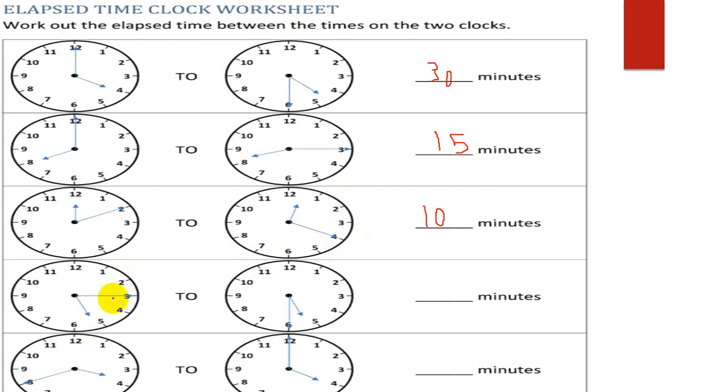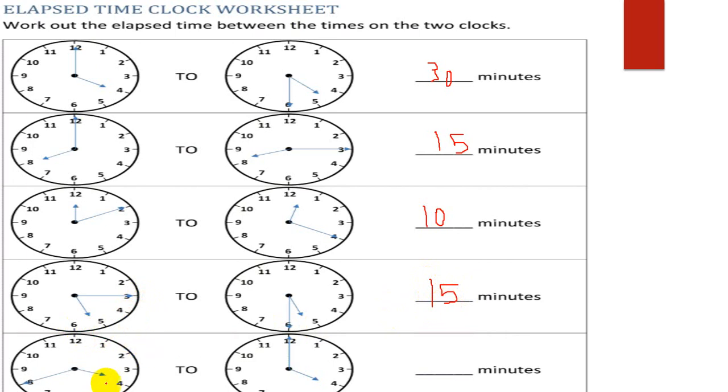The time here is quarter past 5, and here it's half past 5. So the minute hand moves from 3 to 6. You can count 5, 10, 15. Here 15 minutes.